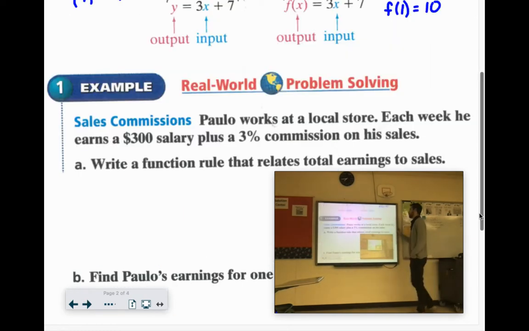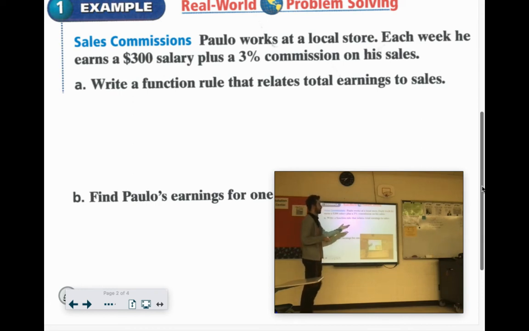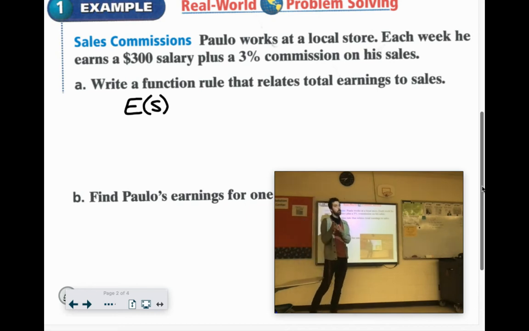So let's try it with my buddy Paulo. Paulo works at a local store. Each week he earns a $300 salary plus a 3% commission on his sales. Write a function rule that relates his total earnings to sales. So you can use any variables, but let's use earnings and sales. So let's say E, earnings of S, sales. Again, doesn't matter what you use here.